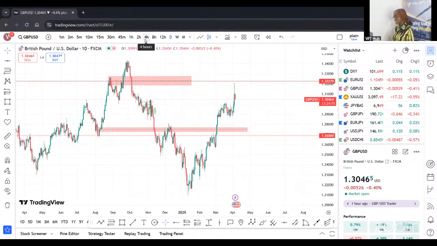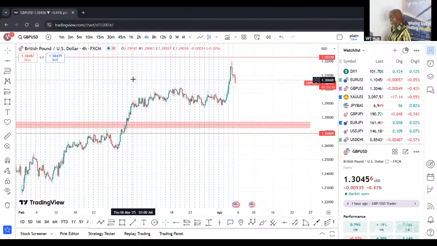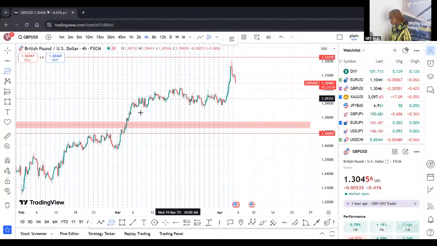But when will I be interested in taking sell opportunities on GBP USD? When I see a break of structure, of course. On the 4-hour time frame, we're seeing even more push, price action to the upside rather. We're seeing structure to the upside.